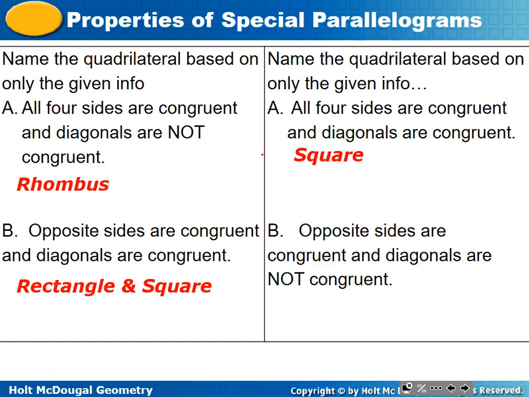Then our last one, opposite sides are congruent. That would be all of them. But then it says the diagonals are not congruent. So that would not include a square and a rectangle. So this would be a parallelogram and a rhombus.